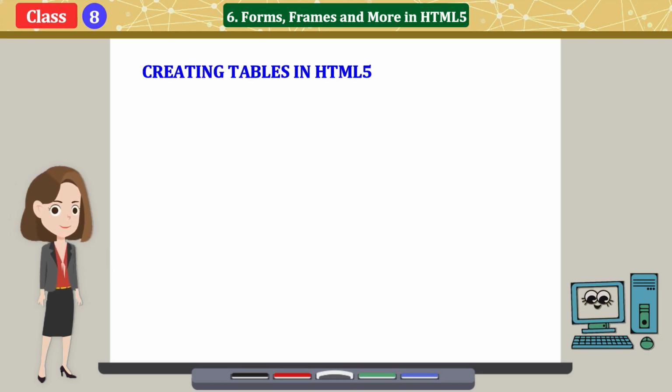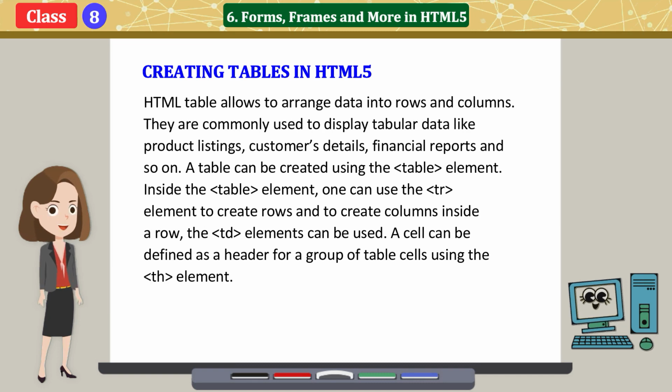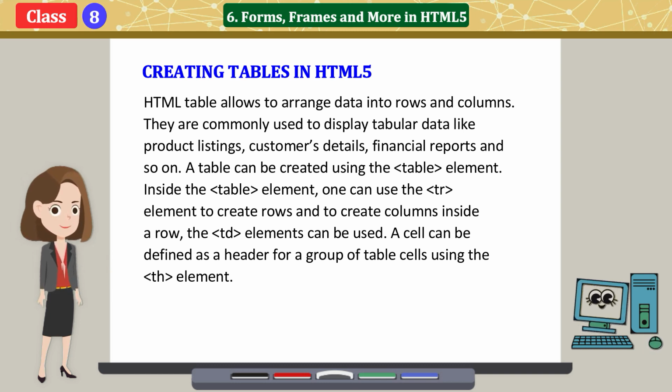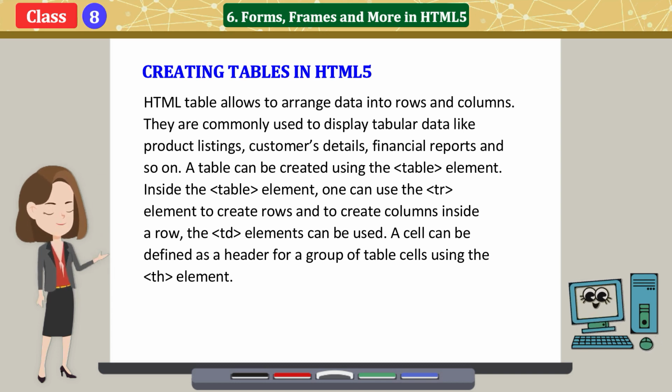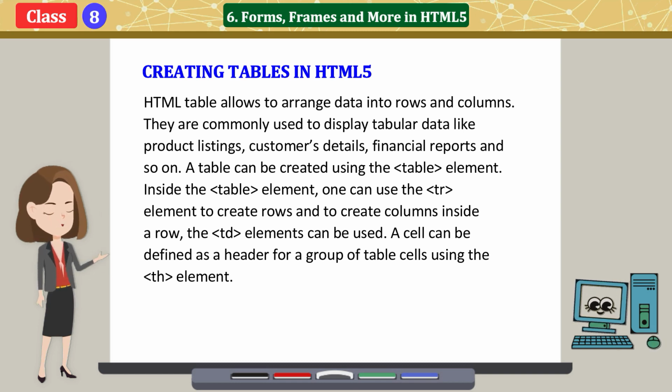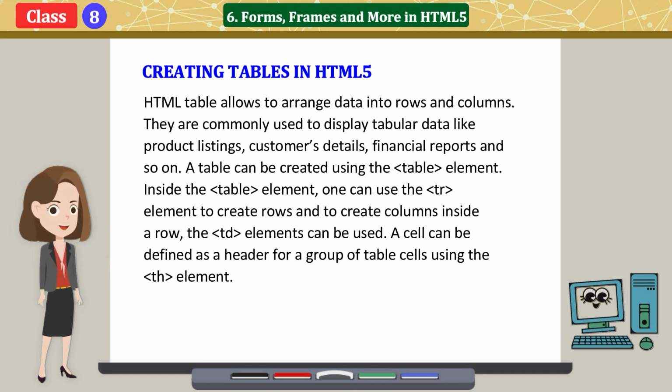Creating tables in HTML5. An HTML table allows you to arrange data into rows and columns. They are commonly used to display tabular data like product listings, customers' details, financial reports, and so on. A table can be created using the table element. Inside the table element, one can use the tr element to create rows, and to create columns inside a row, the td elements can be used. A cell can be defined as a header for a group of table cells using the th element.